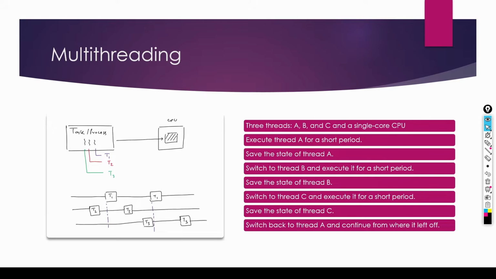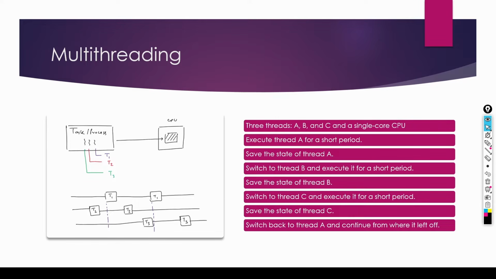So without multithreading, a given task can do one job at a time, even if it gets a chance to run on the CPU. Now, what multithreading allows a task to do is split the task into different threads. And these threads are independent of each other.